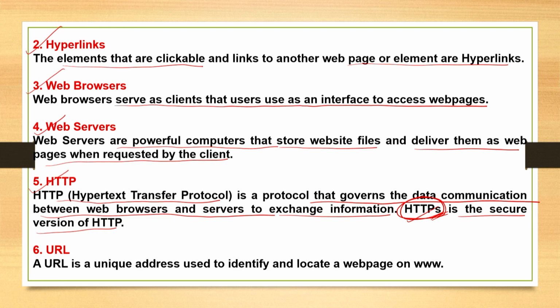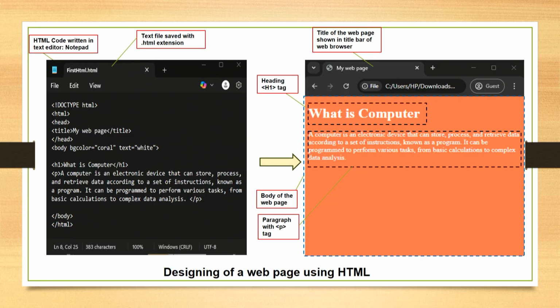URL is nothing but a uniform resource locator, a unique address used to identify and locate a web page on the World Wide Web. So, these are the components, and this diagram shows how a web page is designed by using HTML, that is hypertext markup language.